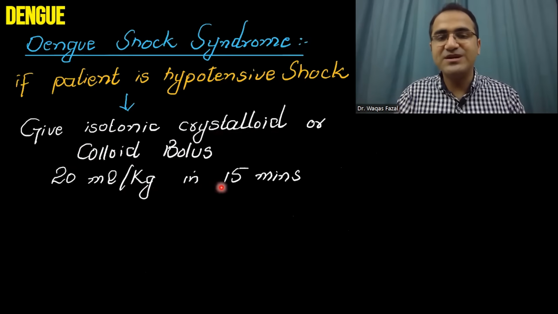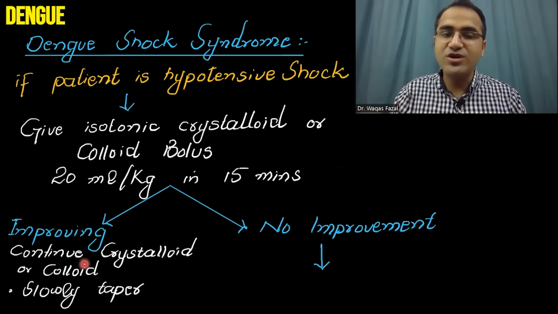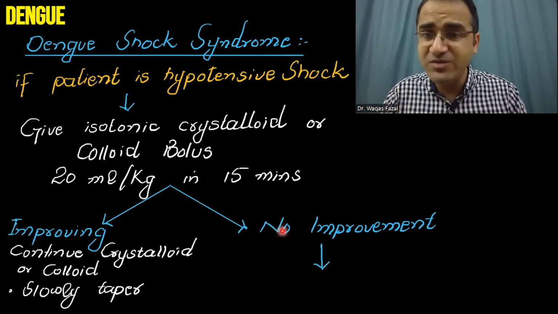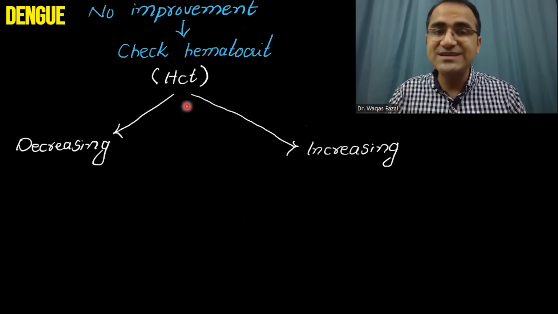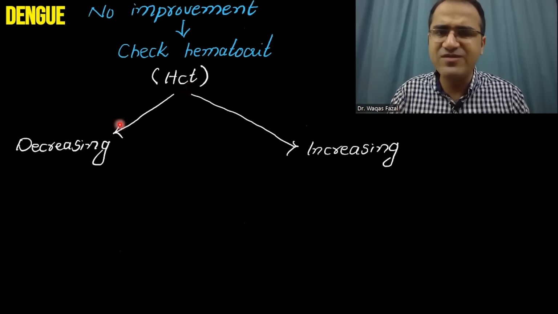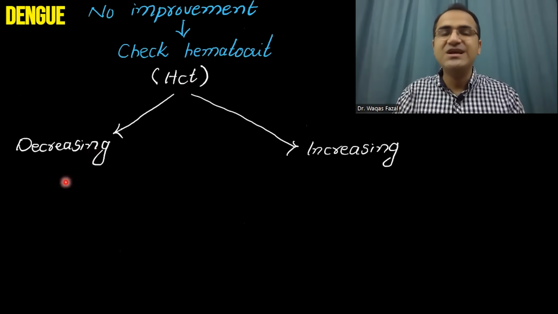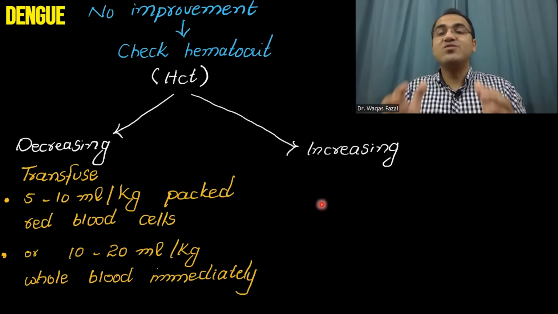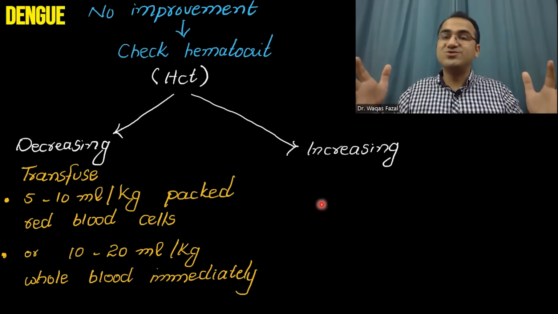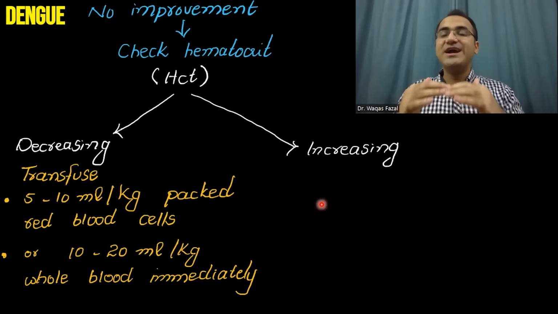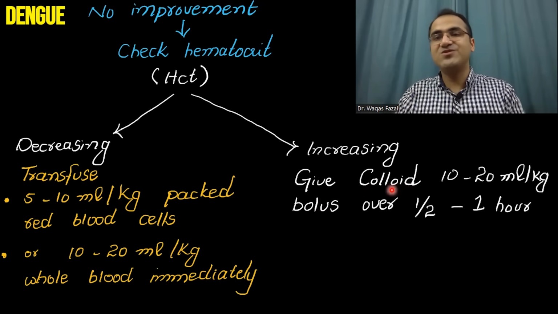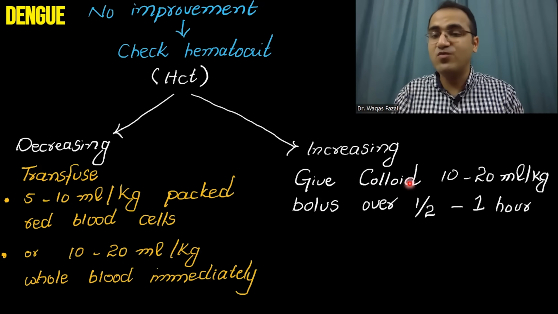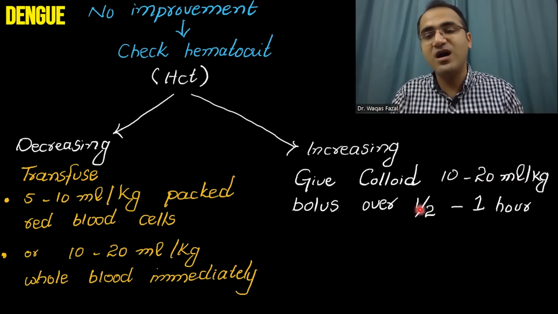So you can give 20 ml per kg in 15 minutes. And if the patient is improving, you continue the crystalloids or colloids, preferably the colloid, and you slowly taper it off. And if the patient is showing no improvement, in that case, you need to see the hematocrit level. In the same way, if the hematocrit is decreasing, it means the patient is bleeding and you need to transfuse blood to the patient. And if the hematocrit is increasing, it means that the fluid is leaking out from the vessels into the third spaces. Therefore, the BP is going down, and you need to give colloid in this case, because colloid will stay within the vessel and it won't leak out and will improve the blood pressure. Give colloid 10 to 20 ml per kg bolus over half to 1 hour.